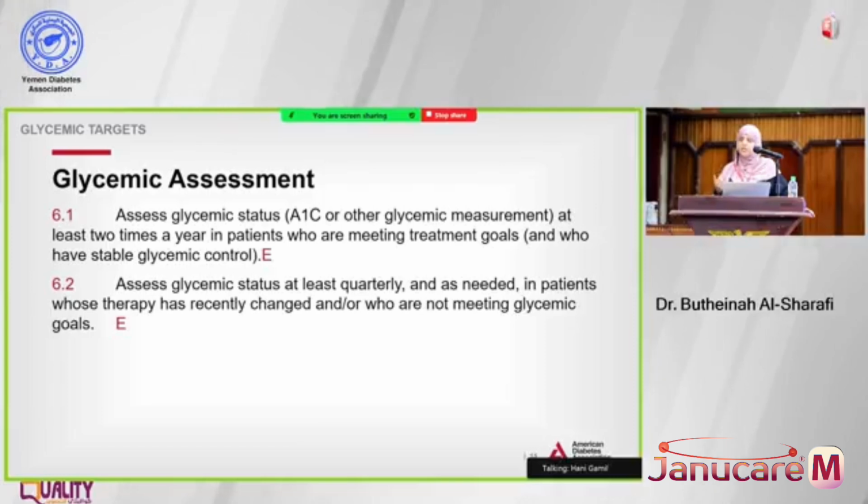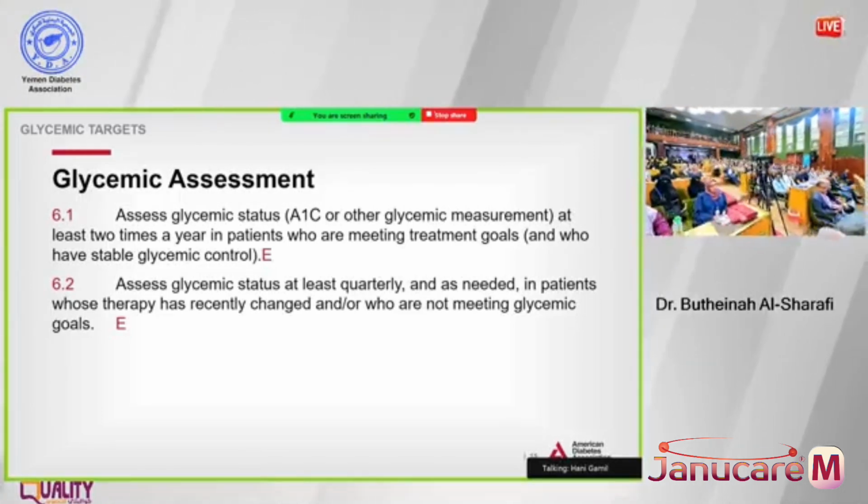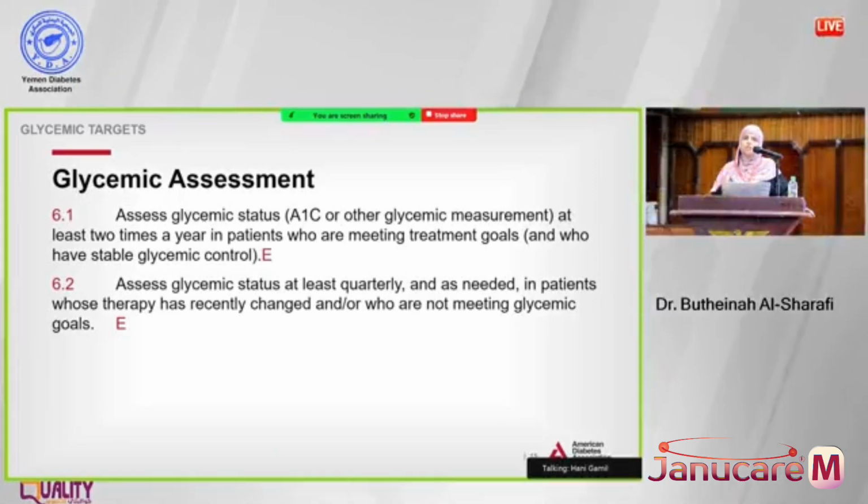We should check the HbA1c at least 2 times a year if the patient is under good control. If the patient is not controlled, then we should usually see the patient every 3 to 4 months.